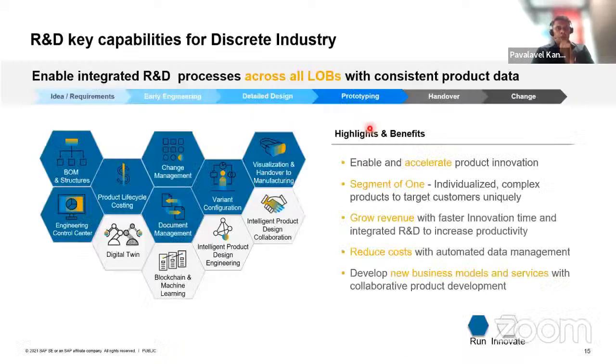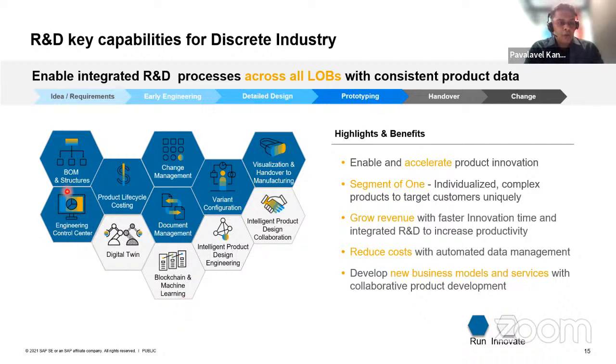Okay. So coming up with R&D key capabilities for discrete industry. If you just look at it, S/4HANA capabilities help you in doing an integrated R&D process across LOBs. What are the different applications, the different processes which are supported in S/4HANA? If you notice here, this is the run, and this is your innovate. This is basically for your innovations which are coming newly.